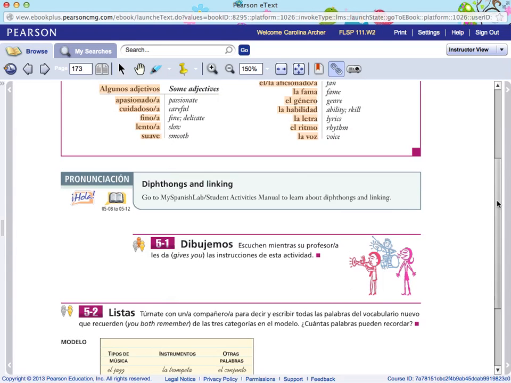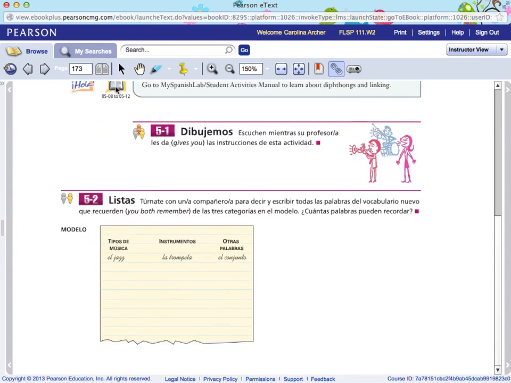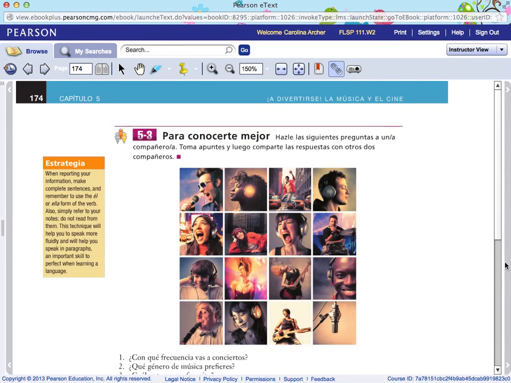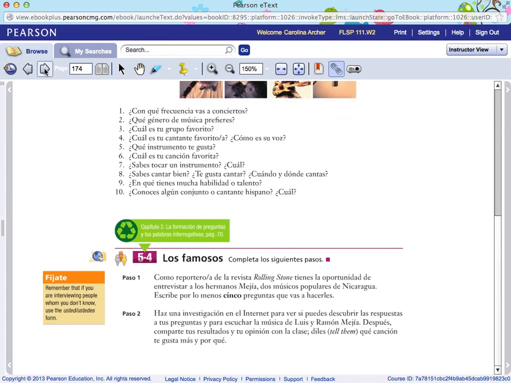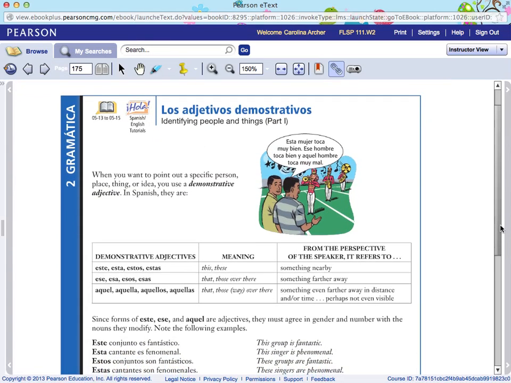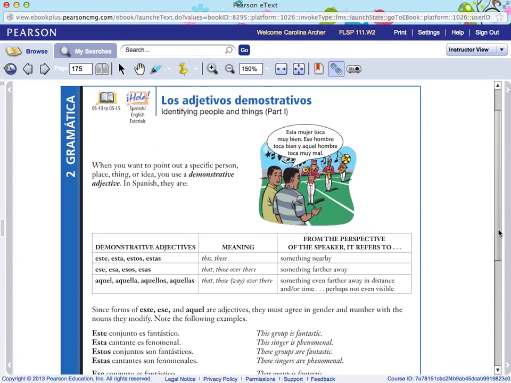So you're going to do a little practice with that and some activities to practice with this vocabulary that we just have covered, okay, to kind of get familiar and get acquainted. Conocer el vocabulario. See, that's when we use the verb conocer. Okay, so we are going to also cover los adjetivos demostrativos, okay, identifying people and things, demonstrative adjectives.